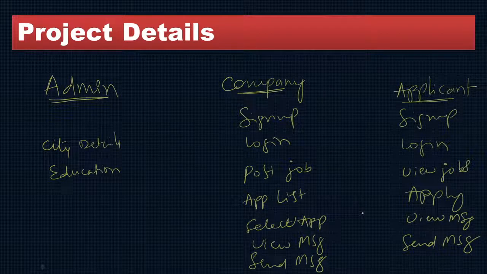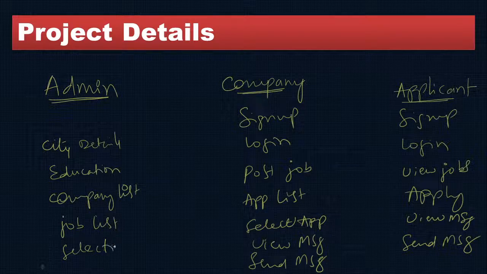Now on the admin side, we can have a company list, showing what companies are there, with overall sign-ups. Then a job list, showing what jobs were posted. Then a selection list, of overall selected students. So the admin, the college people, are able to see the overall students selected in the college. So these are the three modules, and in each module we have shown the options that are required.